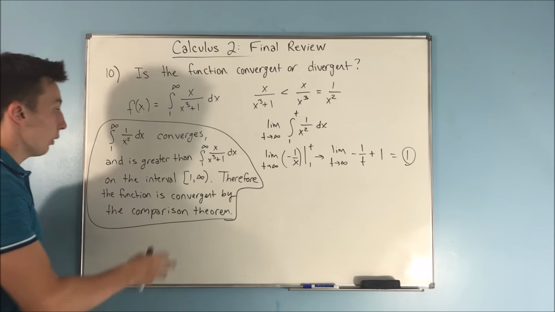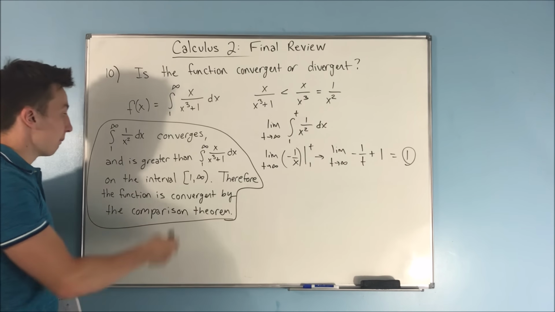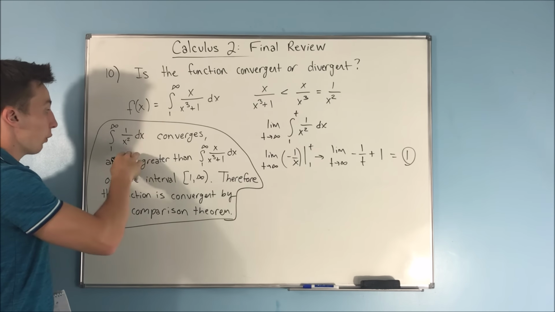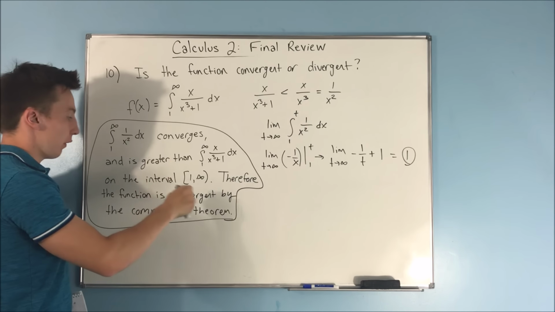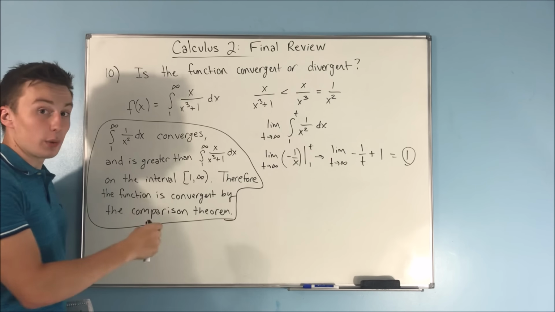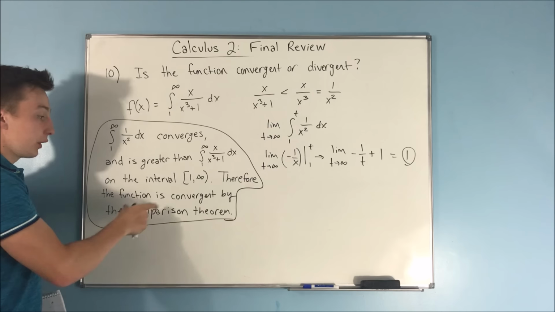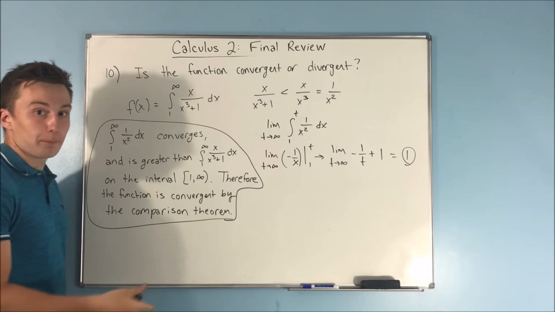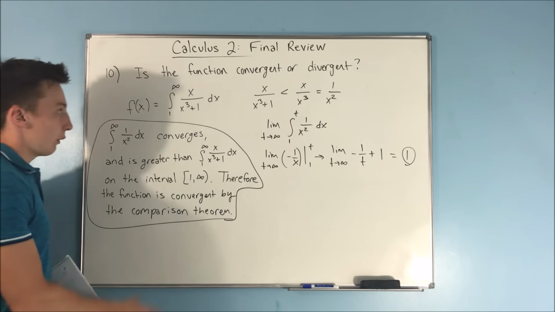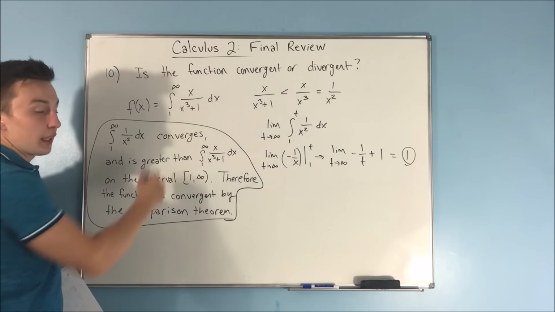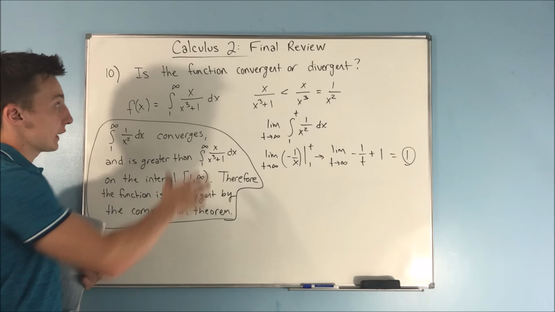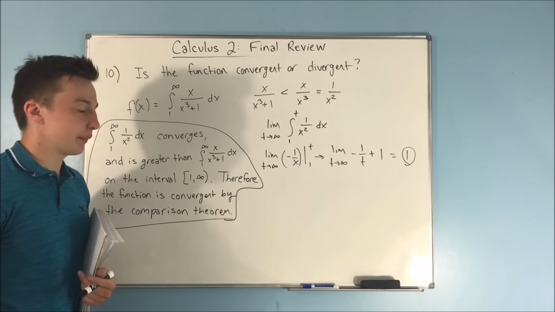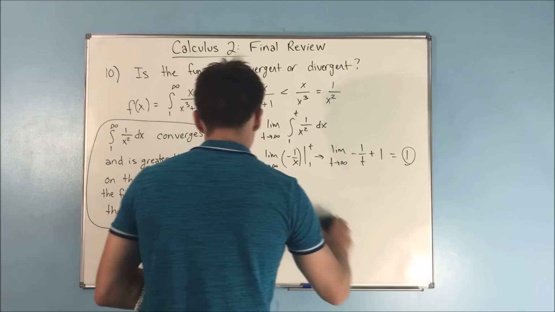So here's an example of a good written out answer. We have the integral from 1 to infinity of 1 over x squared dx converges, and it's greater than the integral that we've been working with on the interval from 1 to infinity. Therefore, the function is convergent by the comparison theorem. That's all you really got to say. Now, in function, you can replace that with this integral if you want. It doesn't really matter, because it's asking if the function is convergent or divergent. So, yep.